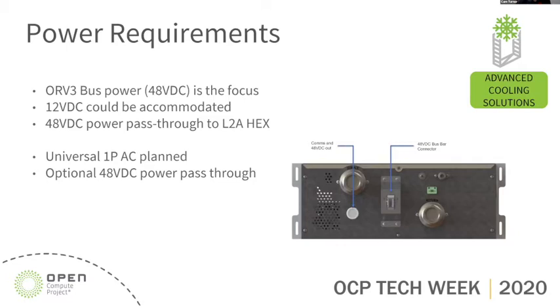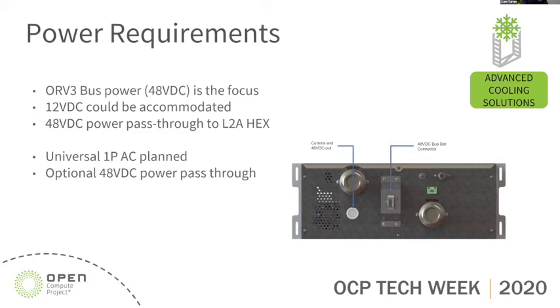So the RPU has several different flavors in terms of input power. There's, of course, the 48 VDC for the Open Rack V3. 12 volt DC can also be accommodated to support ORV2. With the ORV3, the 48 VDC can be passed through the RPU to power the remote liquid air heat exchanger. This allows you to not have to have another connection onto the bus bar.